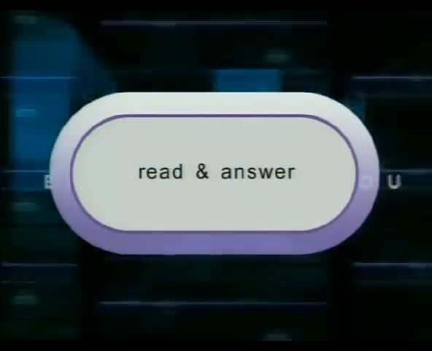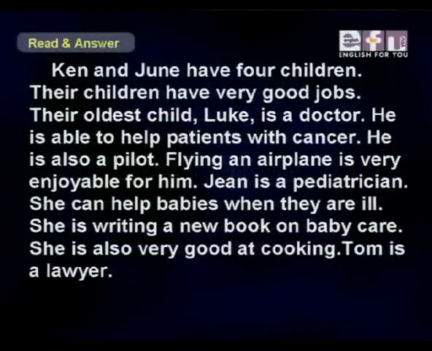Now, read the story and answer the questions about it. Read and answer. Ken and June have 4 children. Their children have very good jobs. Their oldest child, Luke, is a doctor. He is able to help patients with cancer. He is also a pilot. Flying an airplane is very enjoyable for him.